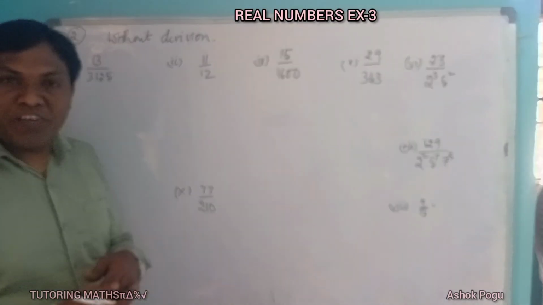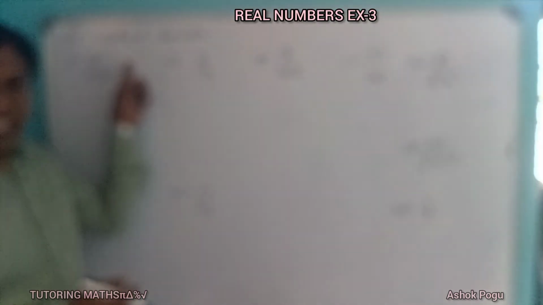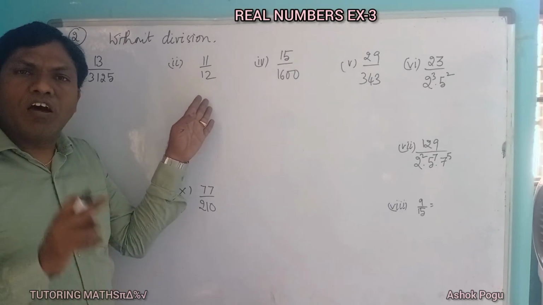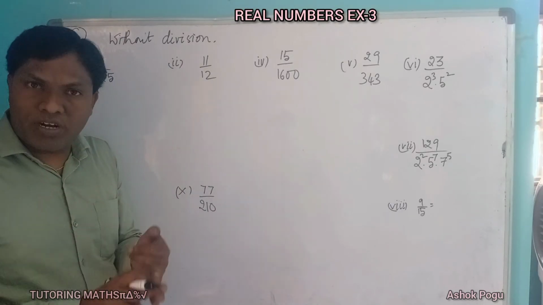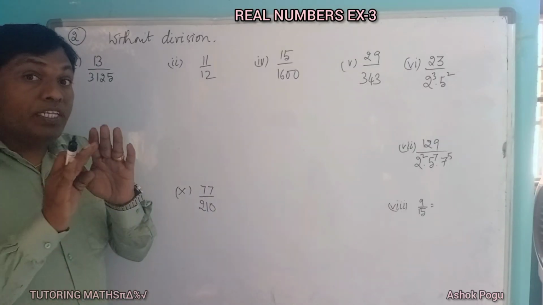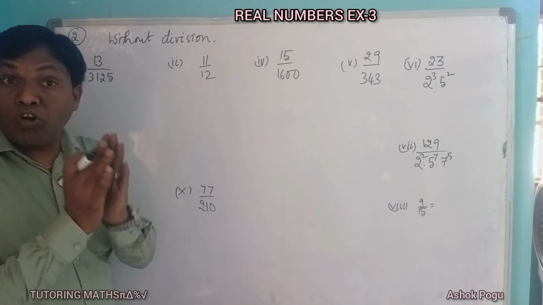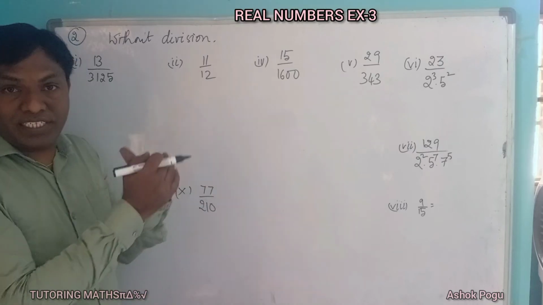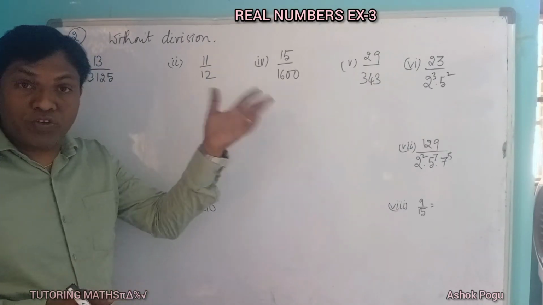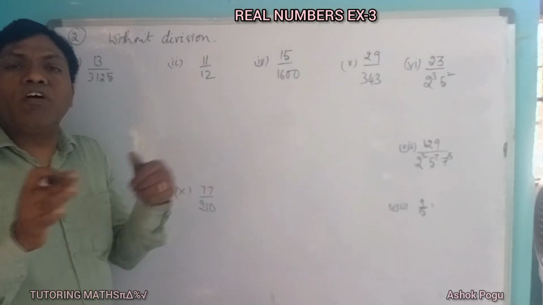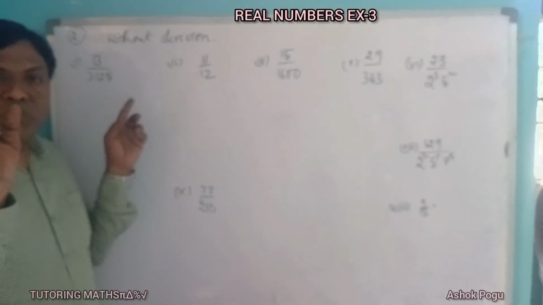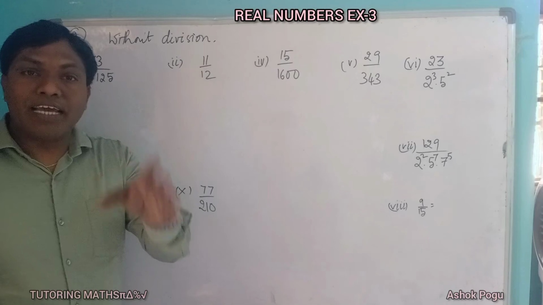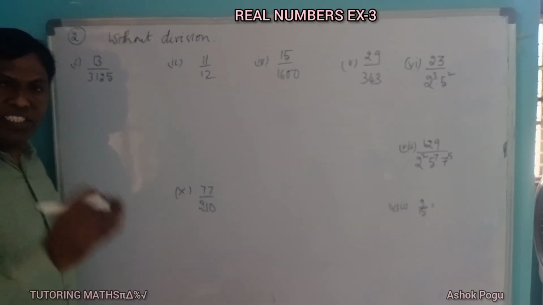Let us see the second bit of the third exercise. Here we have to find whether the given rational numbers or fractions are terminating or non-terminating repeating decimals, but without the actual division method. We should not divide. In the first bit we divided numerator by denominator and expressed whether they are terminating or non-terminating by the actual division method. But now you should not go for the actual division method. Only by using the formula, the theorem we have discussed, we have to say whether these are terminating or non-terminating.